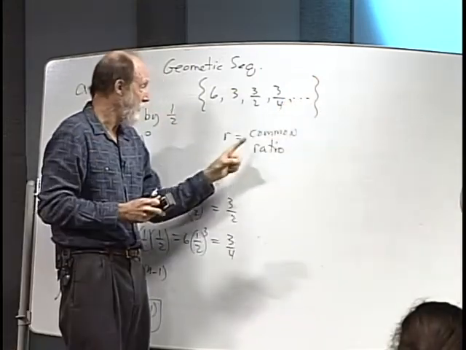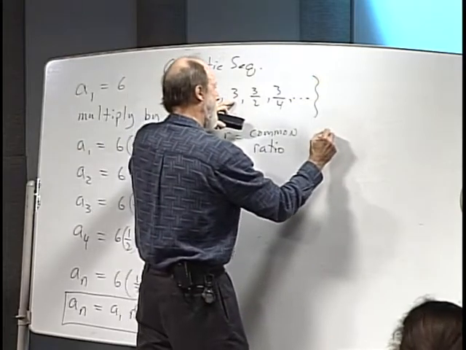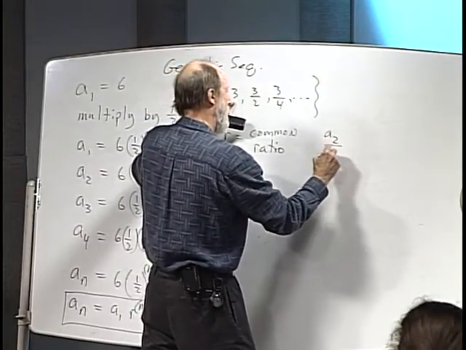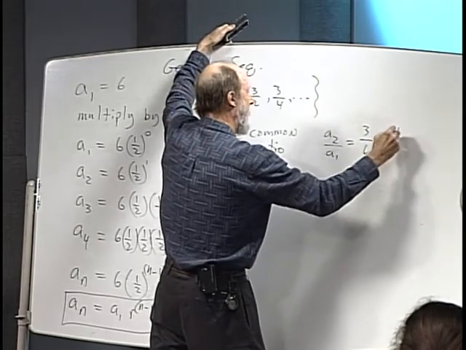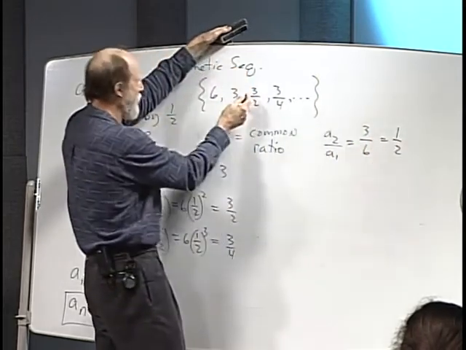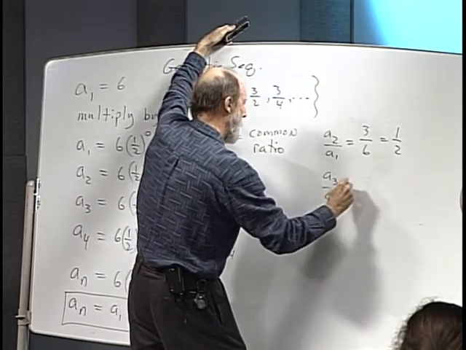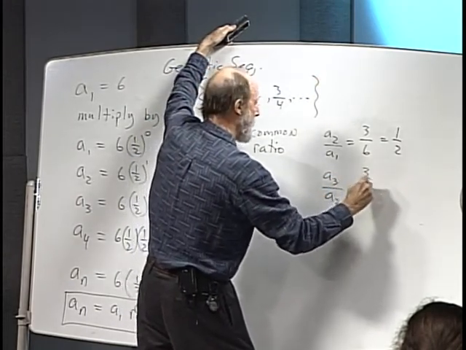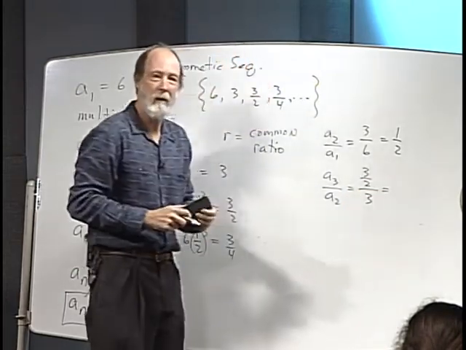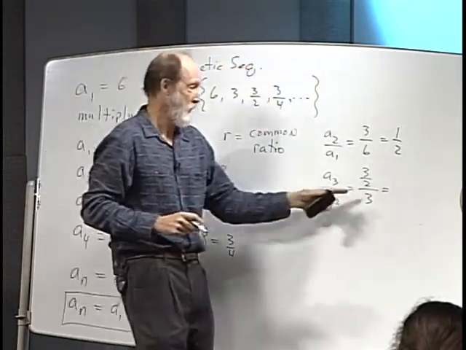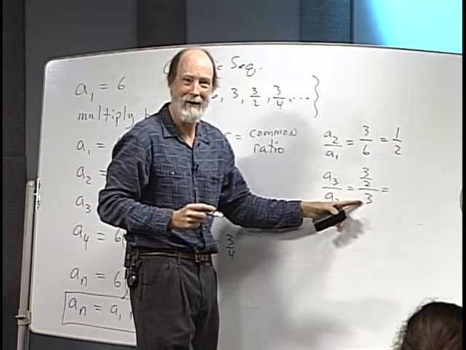But I want to see if there's a common ratio. So if I took the second term divided by the first term, I would have 3 over 6, which is a half, and I'd check that with another term. I might take the third term divided by the second term, 3 halves over 3, and I hope you guys are good with fractions, okay?